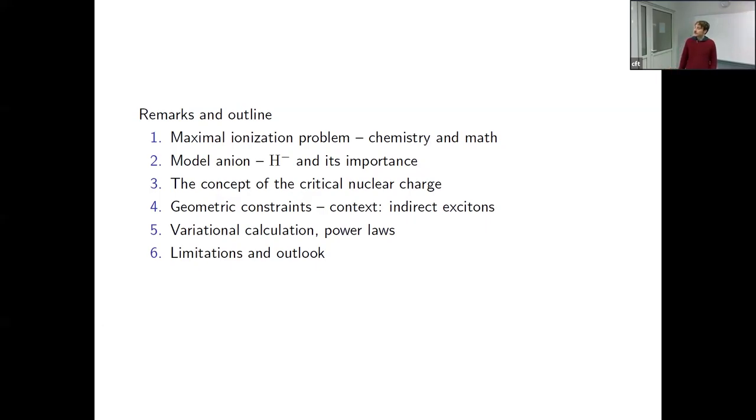Referring to the critical nuclear charge, I will try to introduce another setting, which is essentially about charged particles interacting via Coulomb forces, on which certain geometric constraints are imposed. And in this context, I would claim that this can be modeled via indirect excitons, for instance. I will tell you what excitons and indirect excitons are. Then I will present our result. It's a very simple calculation. However, it has some nice features like power law merging, which one can use to describe the critical nuclear charge and the critical mechanisms.